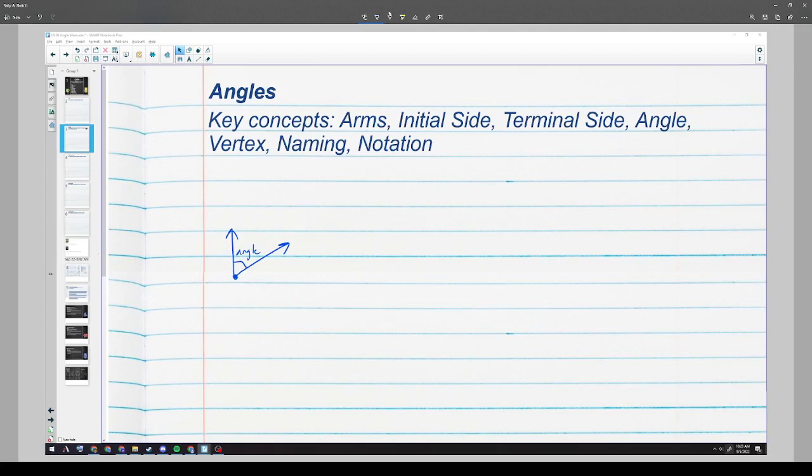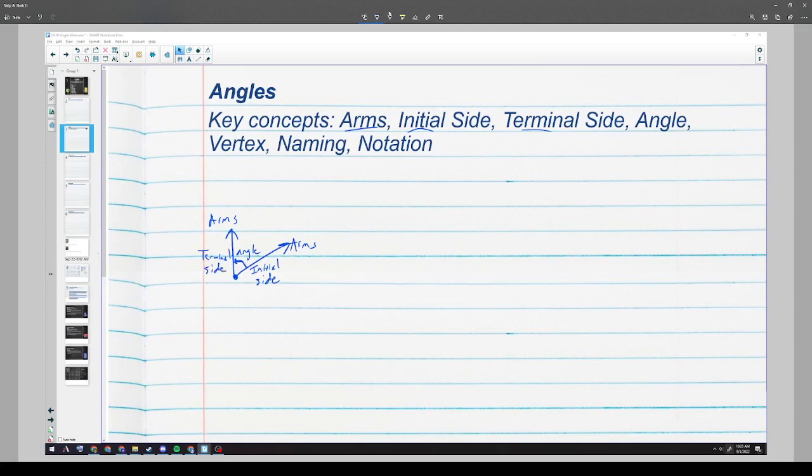So we call these 2 rays arms. So that's our first word here. We can call them the arms of the angle, because it's like 2 arms reaching out making an angle. We can also call them sides. And if we do, there is an initial side and a terminal side. Remember that we measure our angles counterclockwise, so this side here would be where the angle starts. We'd call that the initial side. And then the angle goes around counterclockwise to reach this ray, which would be the terminal side. Terminal is where something ends.